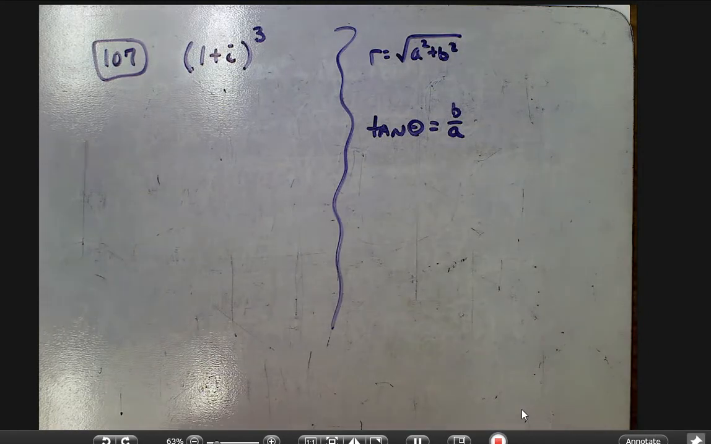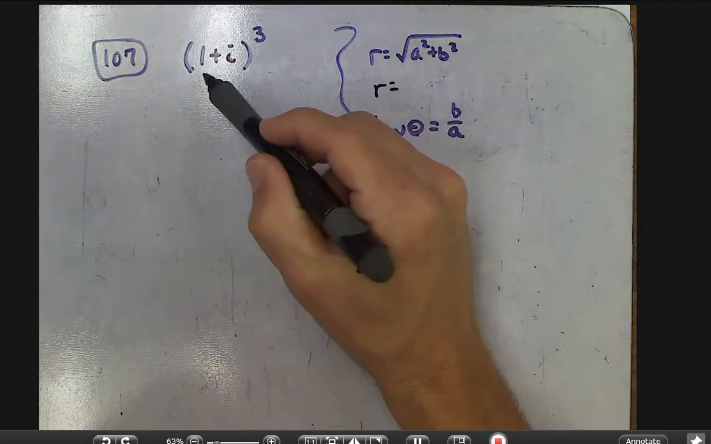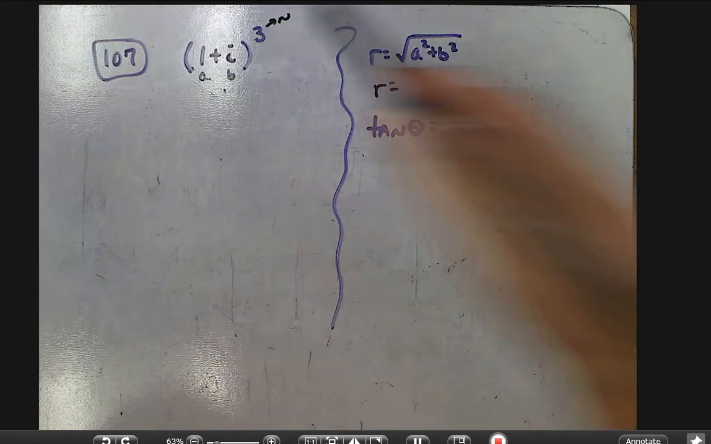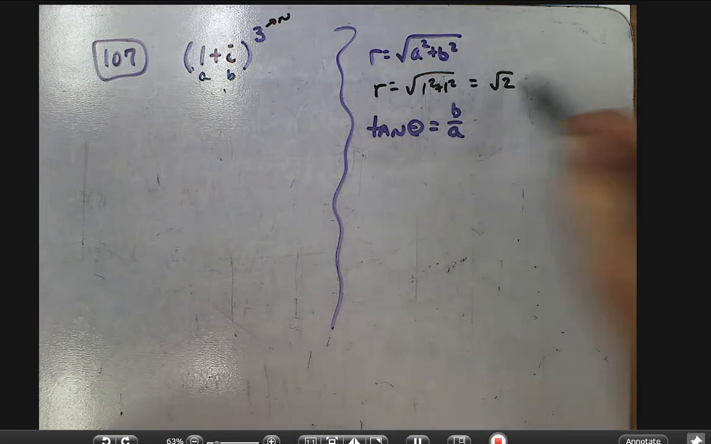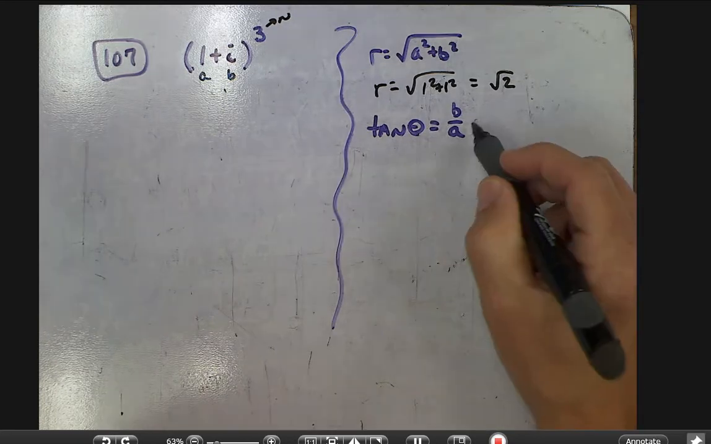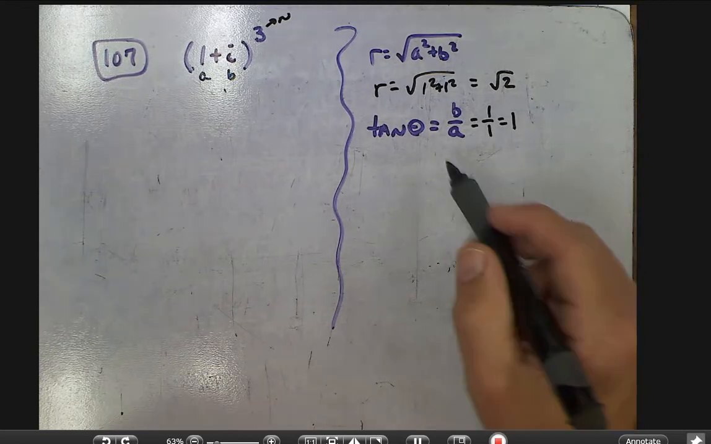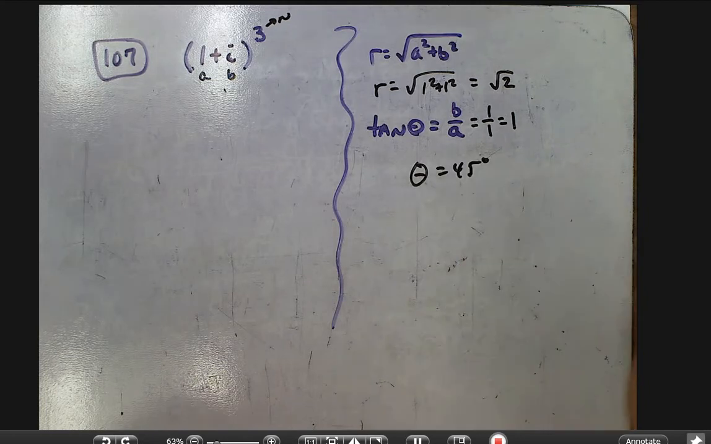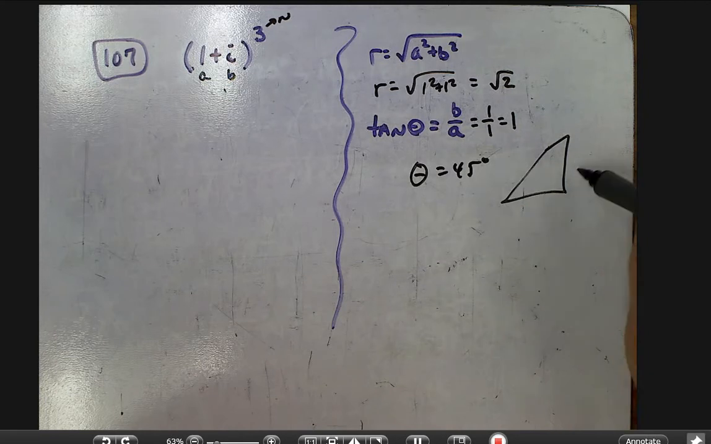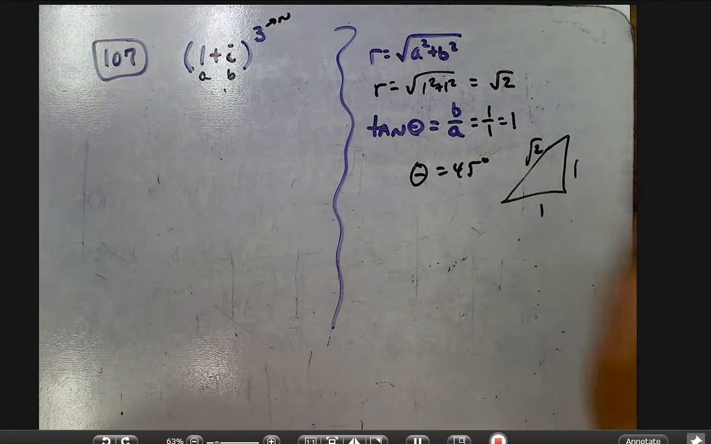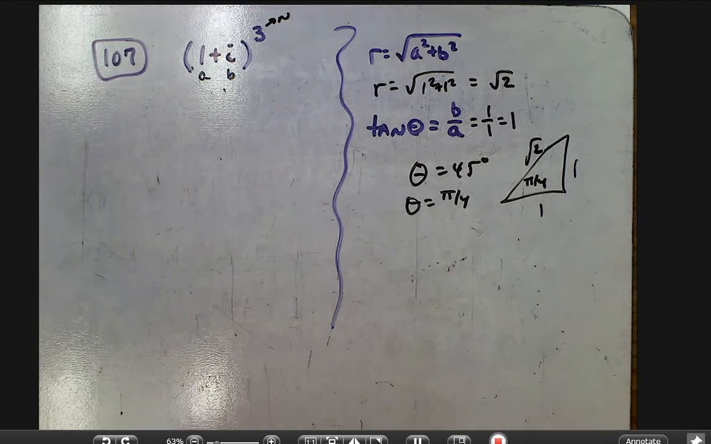Okay, now that we're back, the first thing we're going to do is find r. So r equals, well again, a and b, and this number right here is n. So the square root of 1 squared plus 1 squared, which is the square root of 2. Tangent of theta is b over a, so 1 over 1, which is 1. Where's the tangent of theta 1 at? Well, 45 degrees, if you need to draw a triangle. To get 1 over 1, opposite over adjacent, and we know this is the square root of 2, so we know that's a pi over 4 angle, or 45 degrees. So that theta is pi over 4.